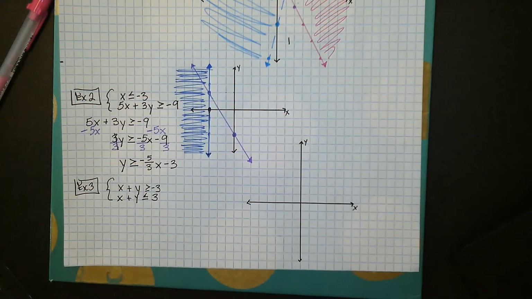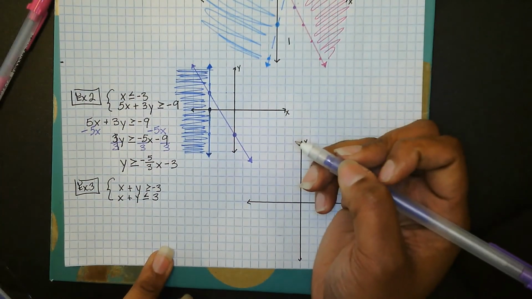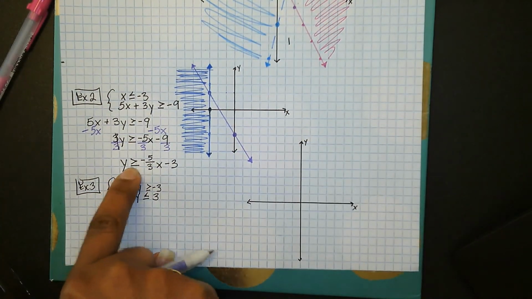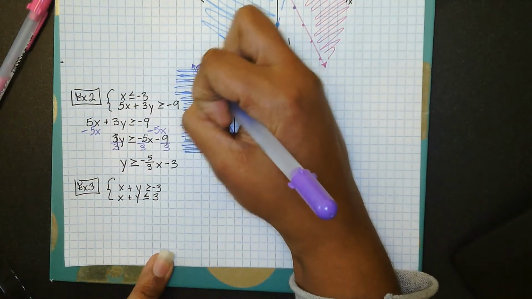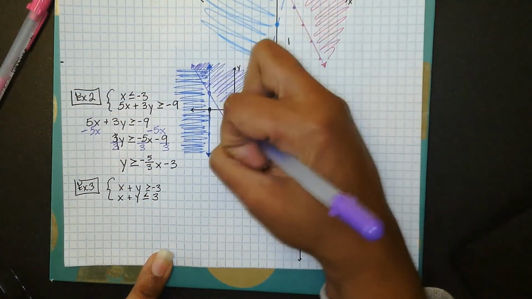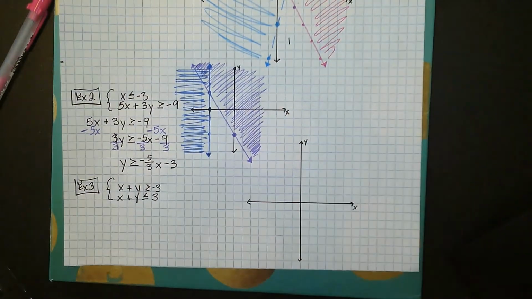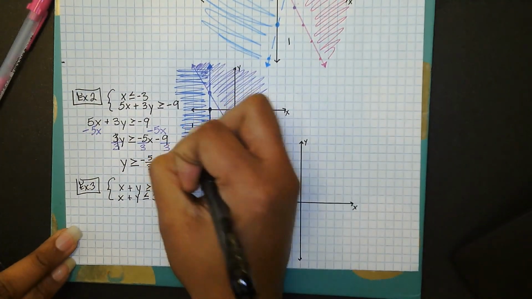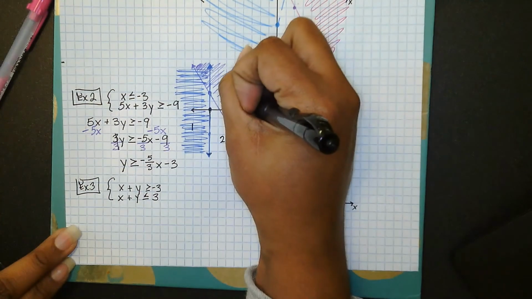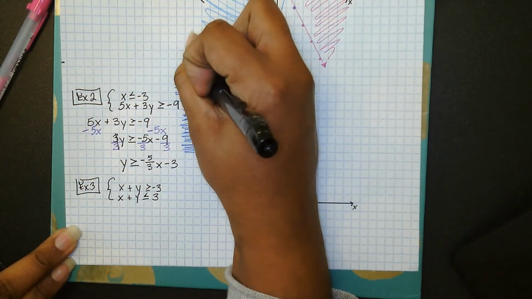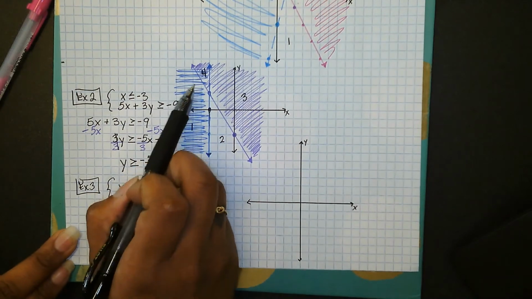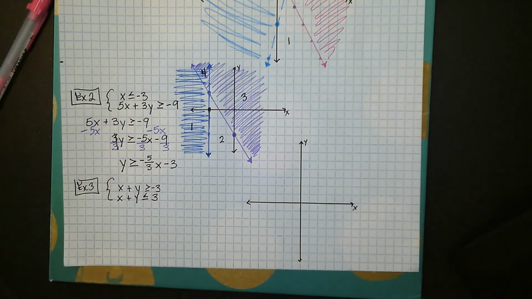Okay. Now it's time for our second inequality. We ended up with y is greater than or equal to, so we're going to shade everything above the other line. So if we were to break this up into 4 sections, the fourth section would be considered our solution set, because that is where the shading overlaps in both our inequalities.